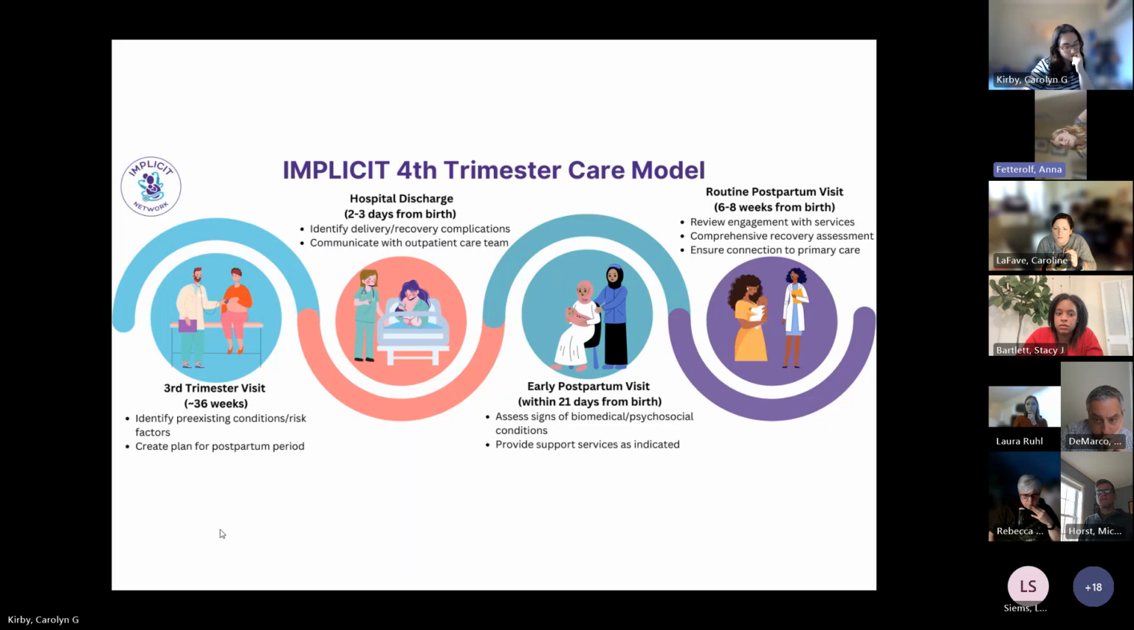And then the routine postpartum visit around 6 to 8 weeks after birth. So this is really your normal standard of care that you're already doing. We do have the ability to do a second postpartum screening if sites desire, just to see how we are doing. But this is kind of our care model in a nutshell. Next slide, please.